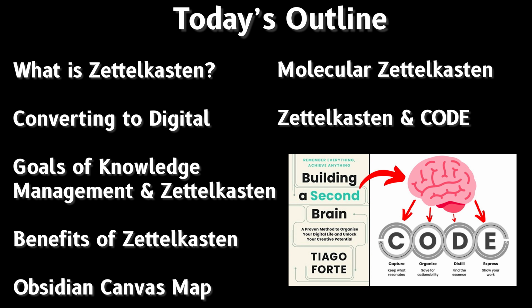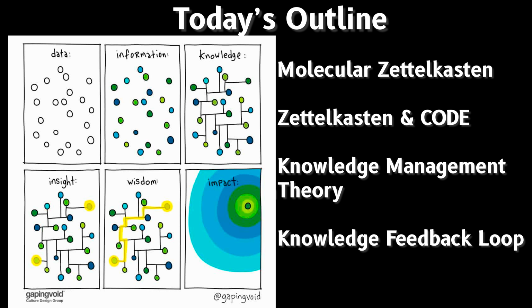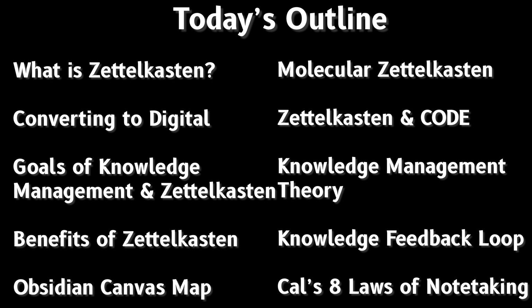Mapping both Zettelkasten and my molecular note-taking to the CODE method from building a second brain. Capture, organize, distill, express. Outlining the goals of effective personal knowledge management so that you have a direction to use your notes, simplifying the creation process. Theory and mental models of personal knowledge management. The knowledge feedback loop, how you can consume data and information, forge it into knowledge, and then share it with other people as information again. Cal's 8 laws of note-taking, what I try to keep in mind as I'm taking notes to simplify my system.